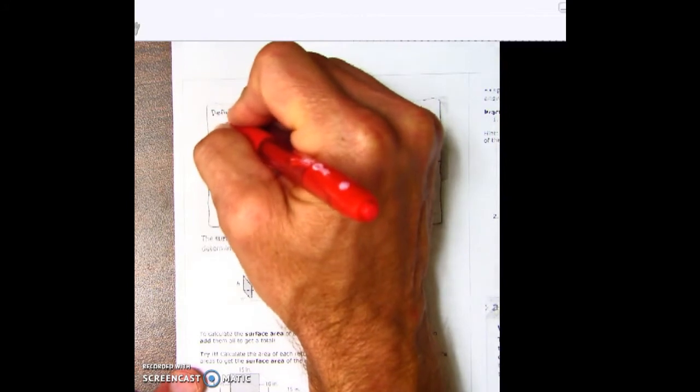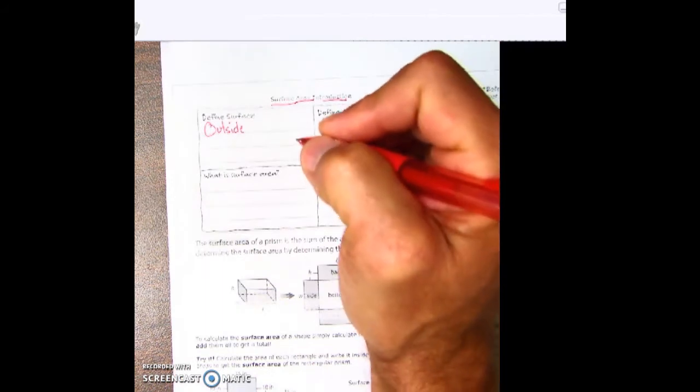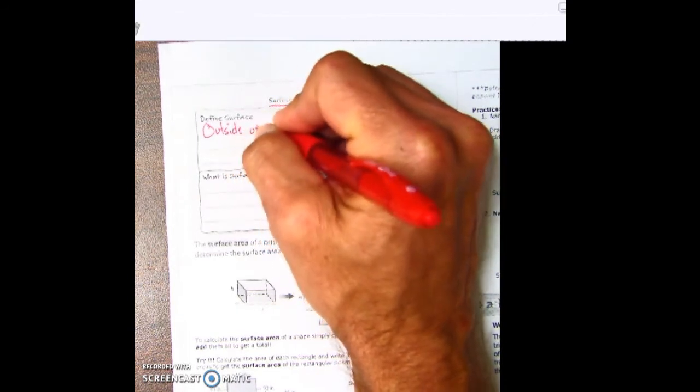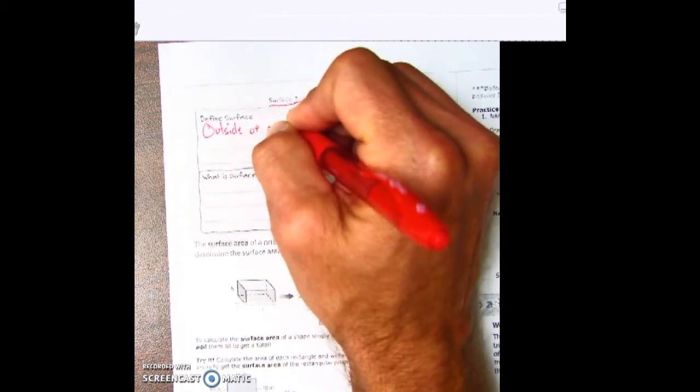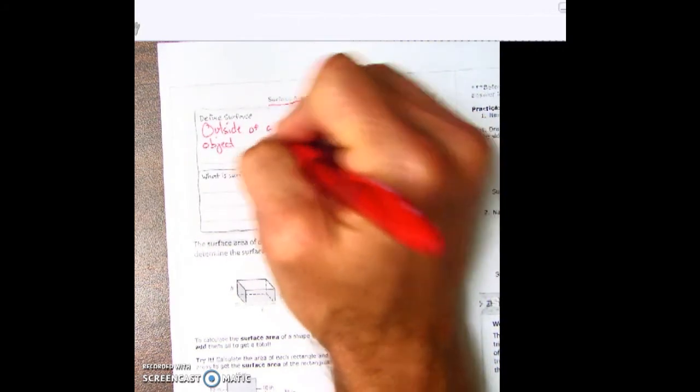All right, let's talk about surface area. Now we're going to define surface. What is the surface of something? If we say somebody's superficial, we're talking about the outside, right? Things that are on the surface are on the outside. So to define the surface more than outside, we're talking about the outside of a 3D object.